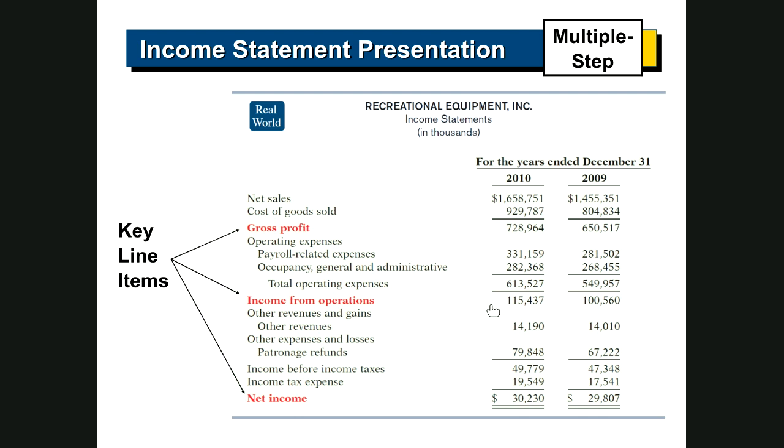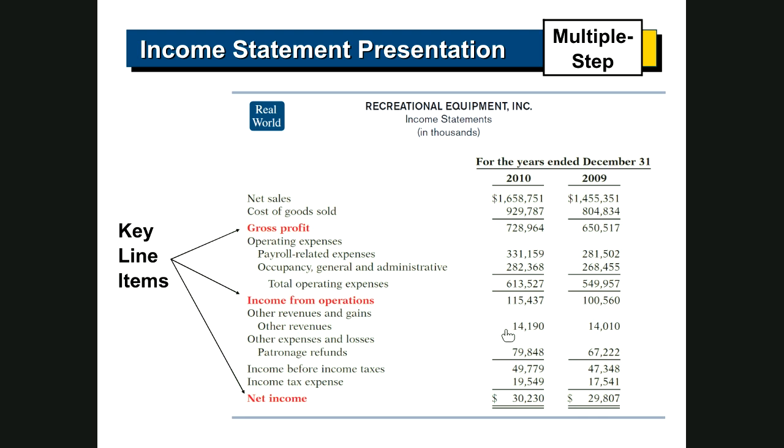Now, there is one more twist to this story. Once you subtract the operating expenses from the gross profit, the line you get is called income from operations, because you could have income from outside operations that are shown separately, and you could have expenses that are outside the operations shown separately. For example, here we have other revenues and gains.